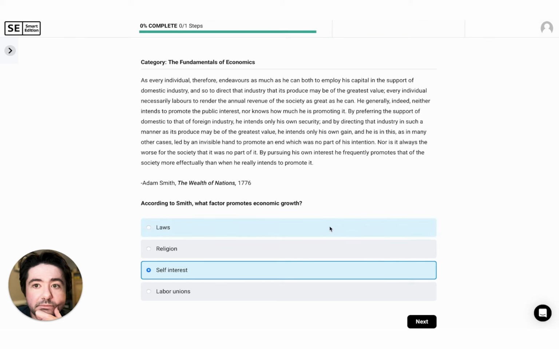And if you're still having trouble, also, using process of elimination, it is fairly easy to knock out A, B, and D because the text does not mention any of it. No law, no religion, no labor union. So keep that in mind. If it doesn't show up in the text, get rid of it. And if you still have to guess, process of elimination is your friend.